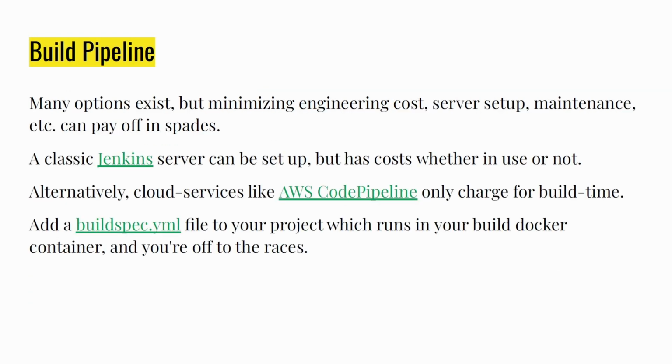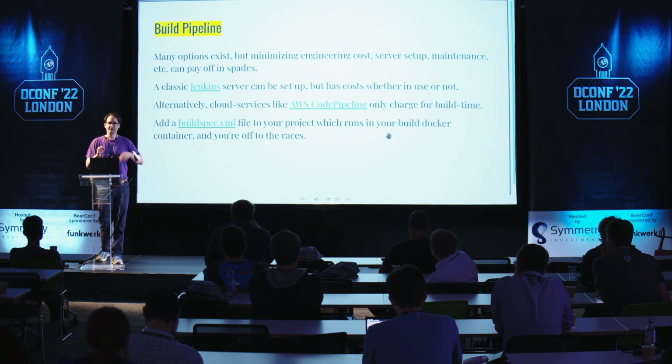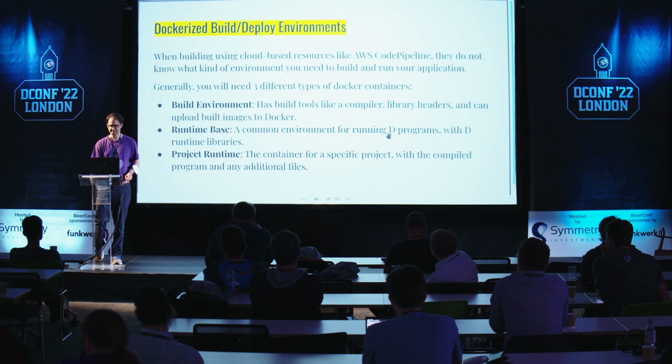The next bit over here is the pipeline. There's many ways of building. You can use Jenkins. You can have your own build server. In this case, I was aiming for minimal cost and maximum efficiency. So I used AWS Code Pipeline. And this is one where you don't actually maintain a server. You tell AWS, this is what I want the build environment to look like. It'll set it up for you, build it, and just run it on demand. When I'm not compiling something, I'm not paying for resources.